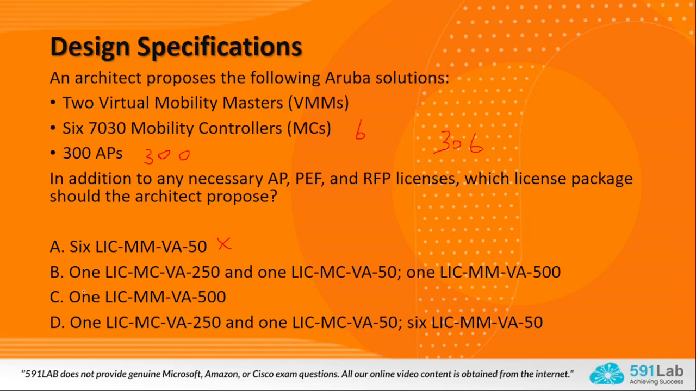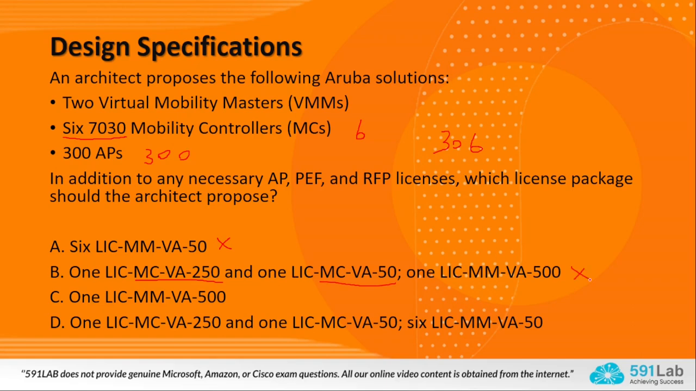Option B, 1 LIC MCVA 250 and 1 LIC MCVA 50 and 1 LIC MMVA 500. MC means mobility controller and VA means virtual appliance. But in this question, there's no virtual mobility controller. They are hardware mobility controllers, 7030, 6 numbers. So there is no involvement of virtual mobility controllers, and there should not be MCVA licenses. So option B is wrong.